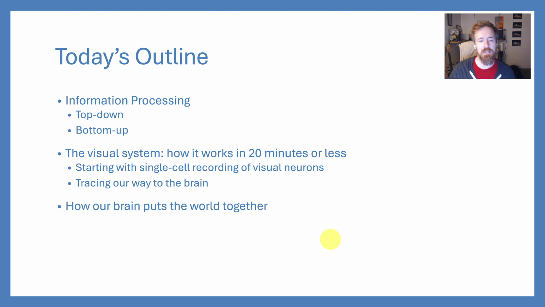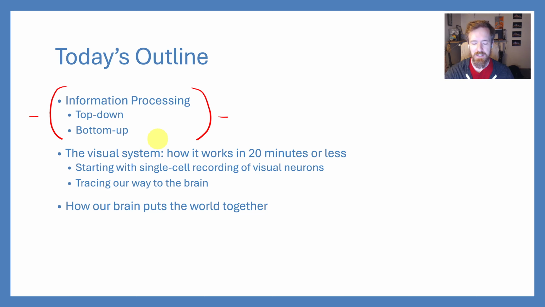So what we're talking about today, I want to spend some time unpacking this topic that is going to follow us for the rest of the semester, and that is thinking about information as being processed from the top down or from the bottom up. We're also going to be talking about the visual system, how it works, and we're going to do a really quick flyby on that, because I'm going to try to boil it down to a 20-minute description rather than an entire semester's worth of content.